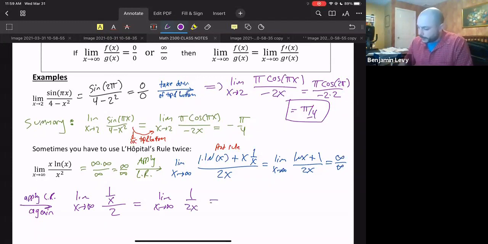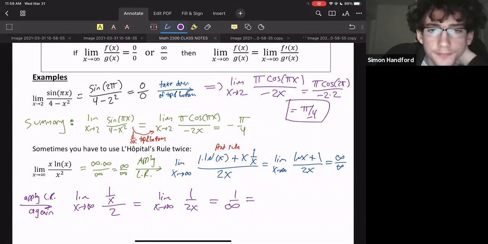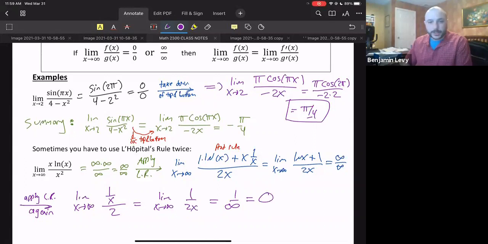What happens if we plug infinity in there? Quote unquote, plug it in, right? You can't really plug infinity in, but we would get 1 over infinity, quote unquote. What's that? Infinitely close to 0, right? So that's 0. It's approaching 0 as x goes to infinity.